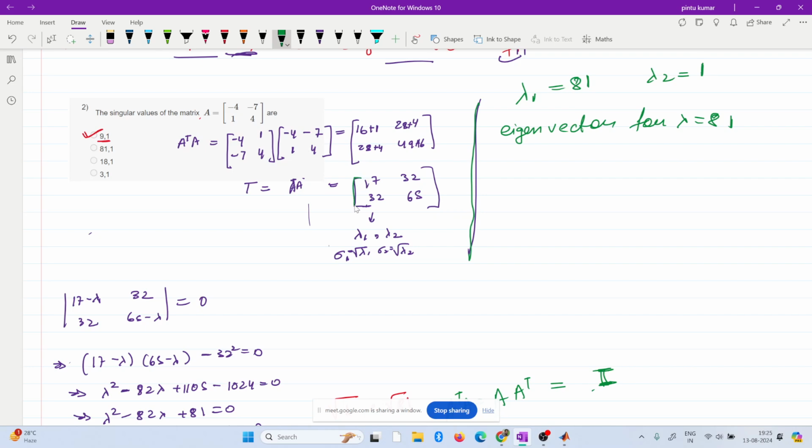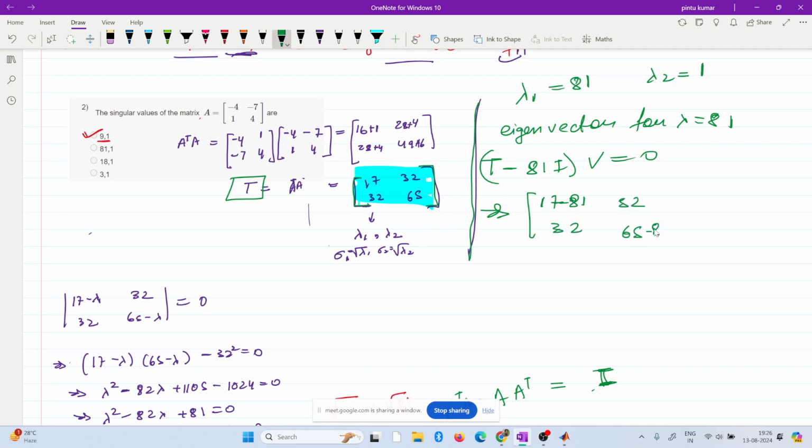This is the matrix that we are interested in now, A transpose A, not the matrix A, right? Call this T. So T minus 81I times V is equal to 0. This gives 17 minus 81, 32, 32, 65 minus 81, times V1, V2 equal to 0, right?